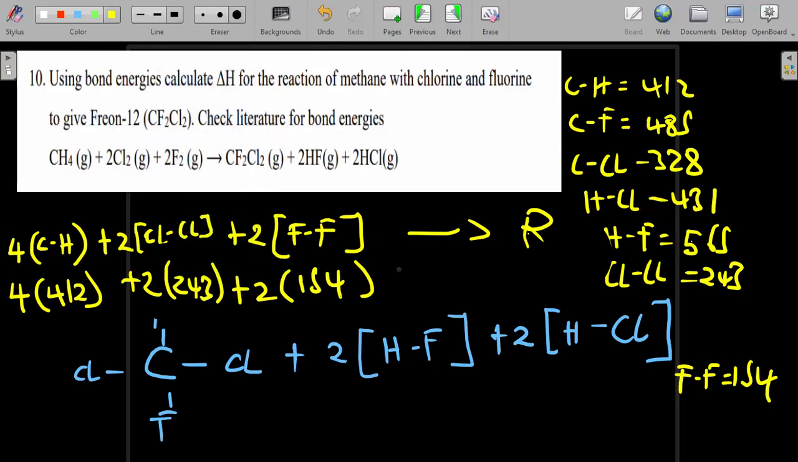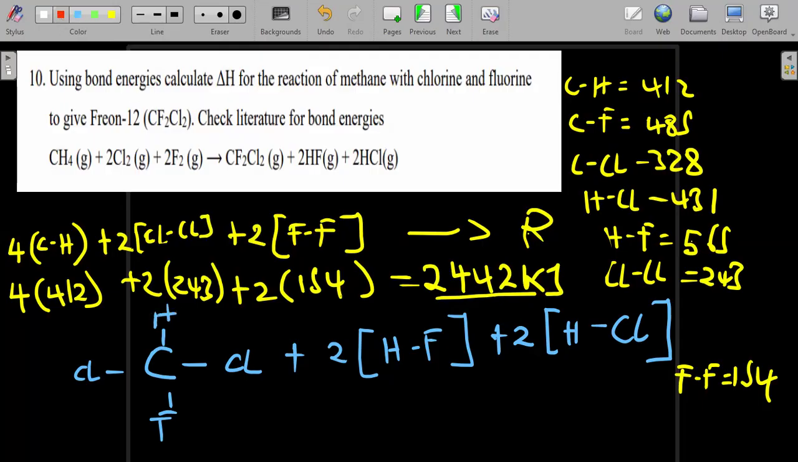So let's add all this. If I add 4 multiplied by 412 plus 2 multiplied by 243 plus 2 multiplied by 154, what am I going to get as the total bond energy of the reactants? I'm getting 2,442 kilojoules. Okay, so this is the total bond energy of the reactants.